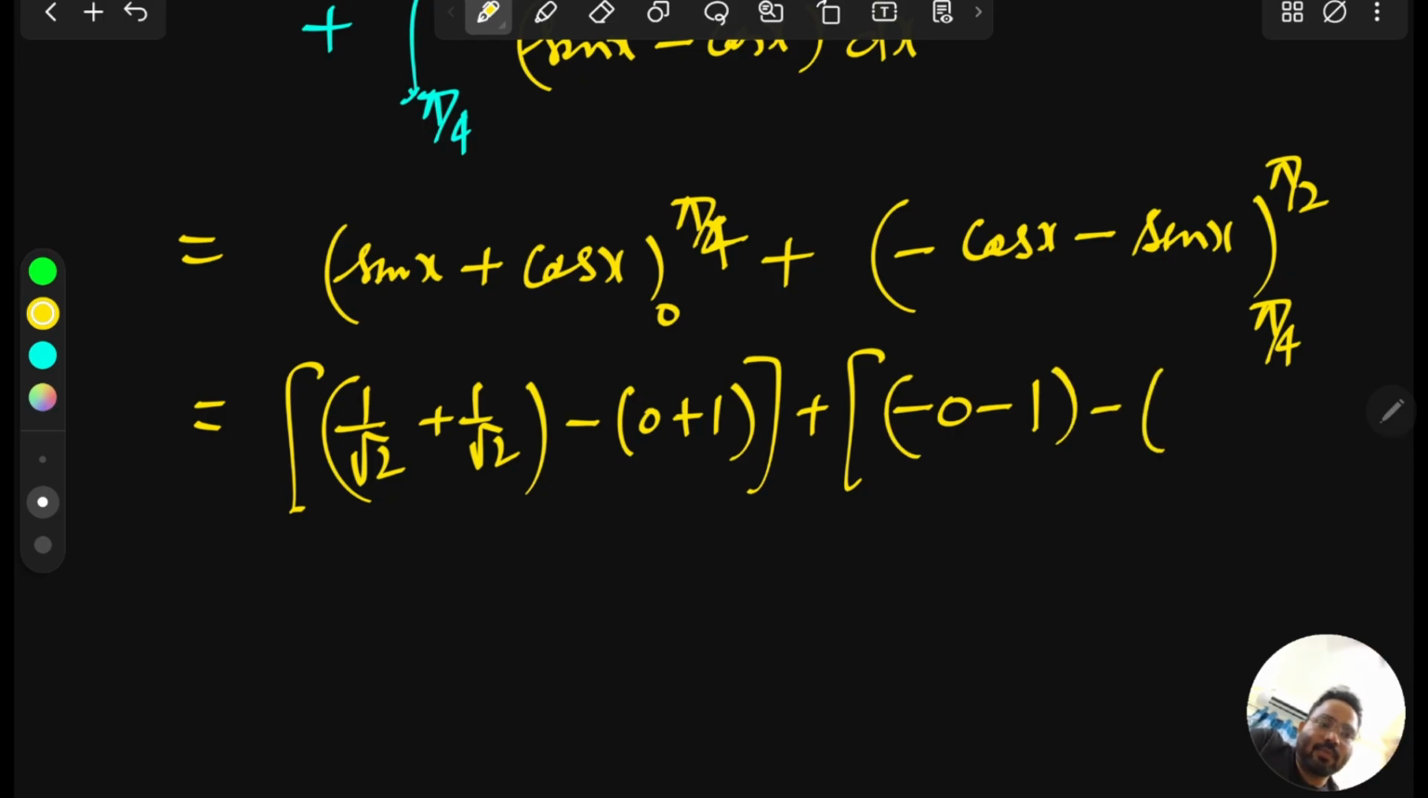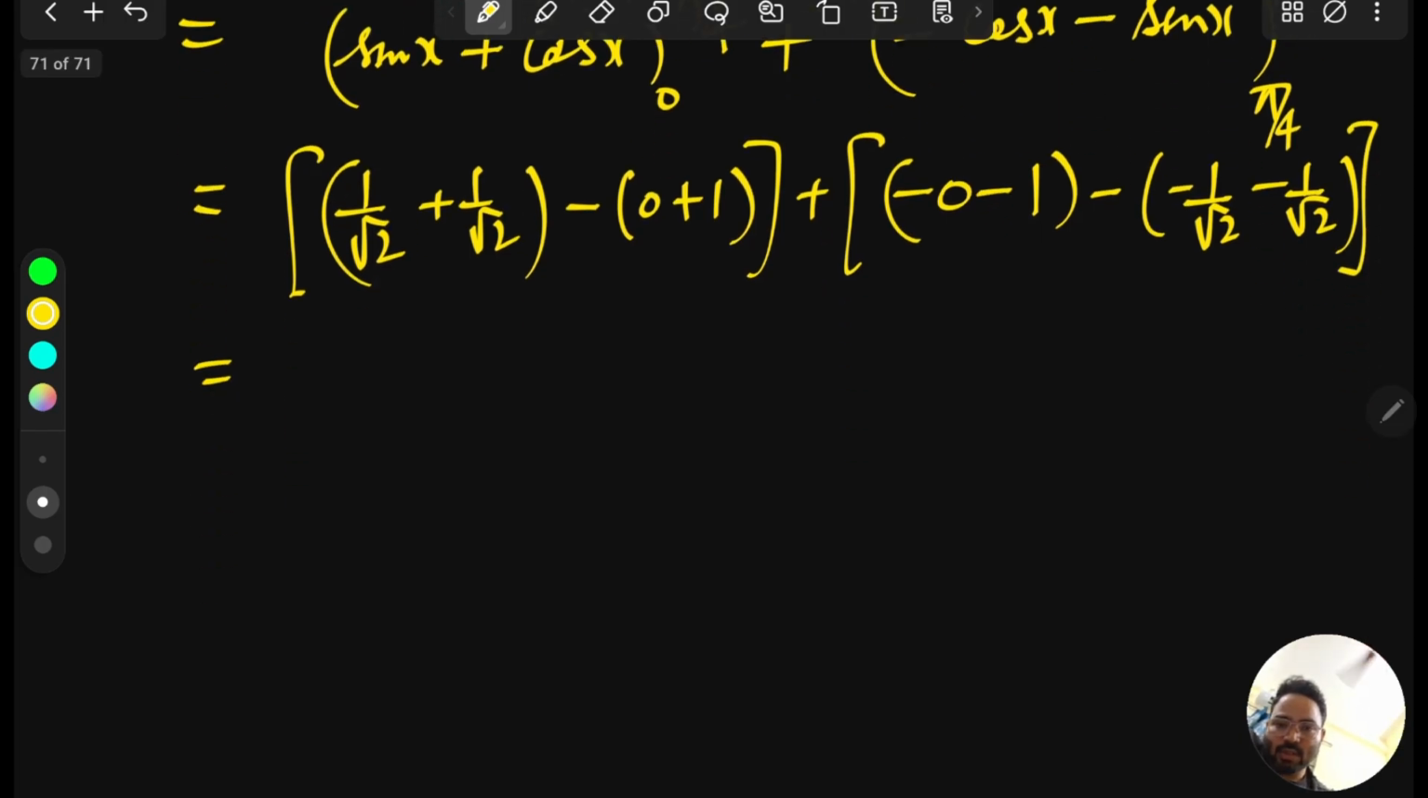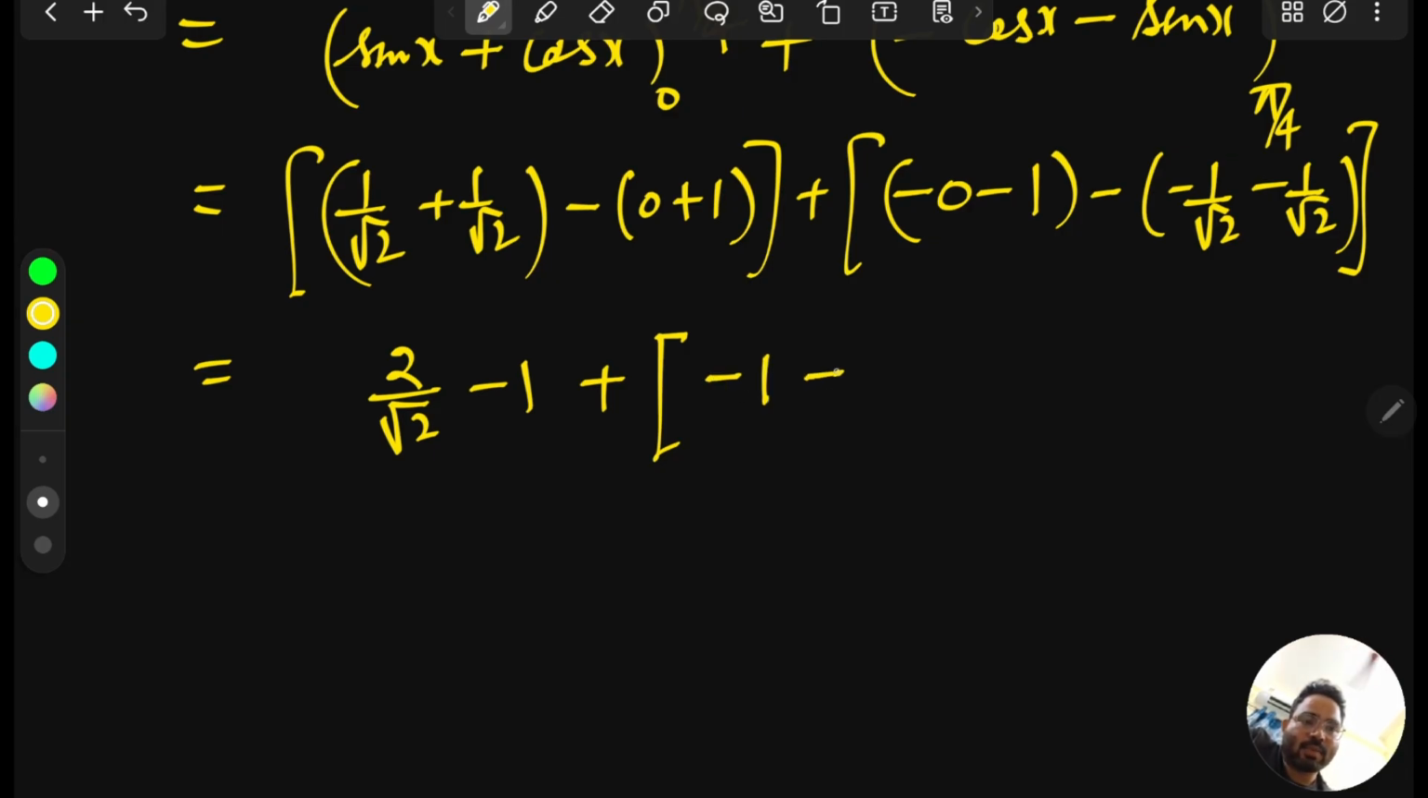Now put pi by 4. This will give you minus 1 by root 2 and again minus 1 by root 2, from the lower limit. Now just solve this. From here you will get 2 by root 2 minus 1, and there is no modulus, make sure of this. Plus from the second part you will get minus 1, minus minus gives plus, 2 by root 2.